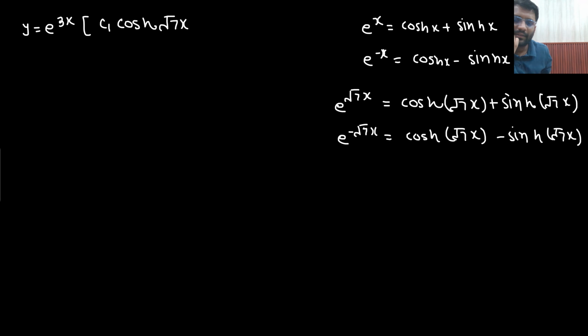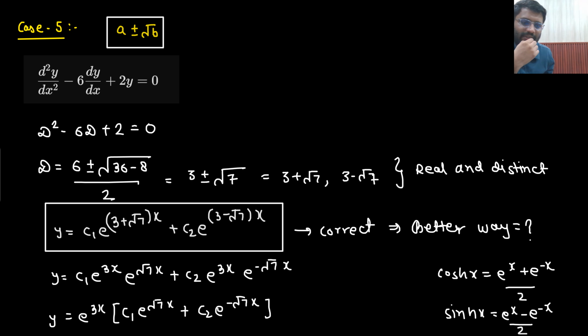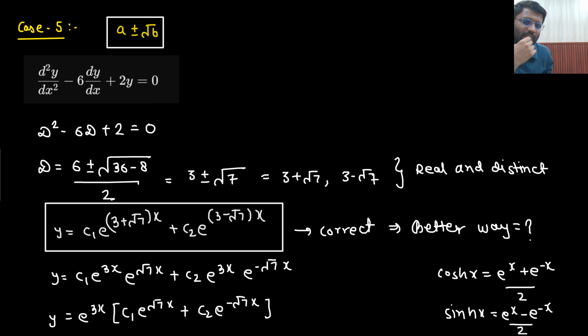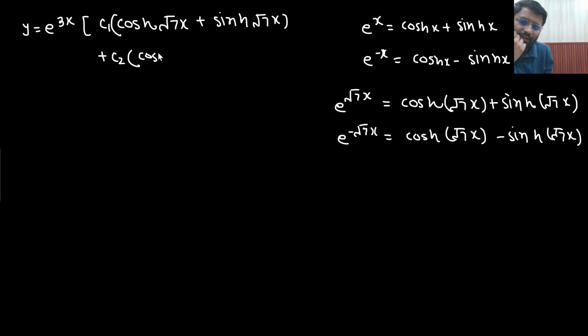So what are you getting? In place of e to the power under root 7x, I am putting cos hyperbolic under root 7x plus sin hyperbolic under root 7x, plus c2 as it is. In place of e to the power minus under root 7x, I am putting cos hyperbolic under root 7x minus sin hyperbolic under root 7x. This is what I am putting.